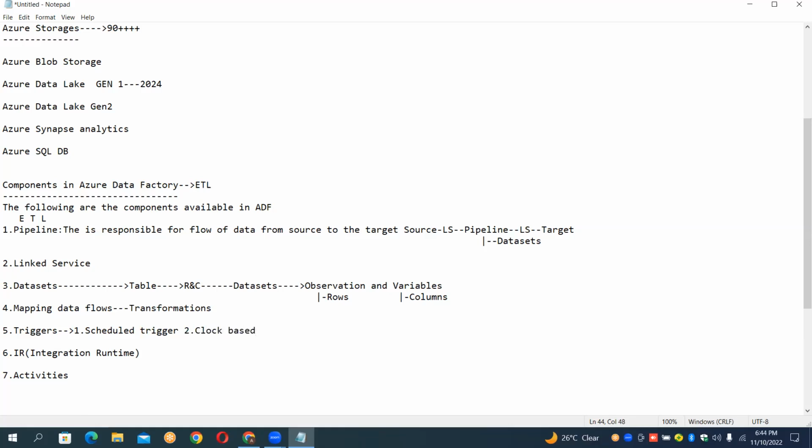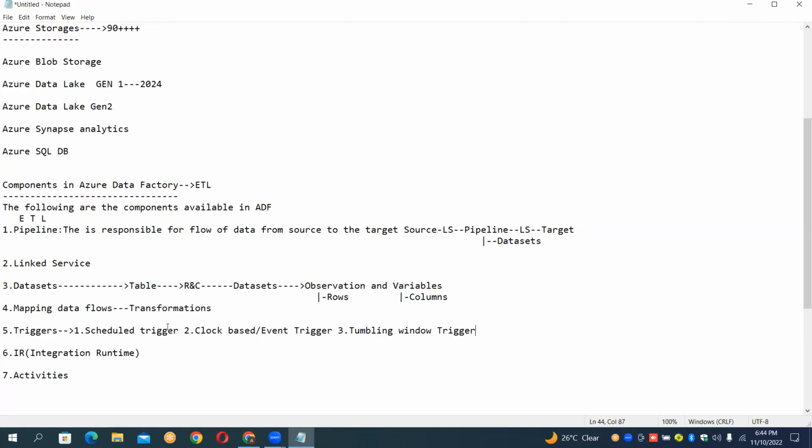Clock-based trigger, or we can also say event trigger. And the third one is called a tumbling window trigger. So guys, how many types of triggers do you have? We have basically three types of triggers.